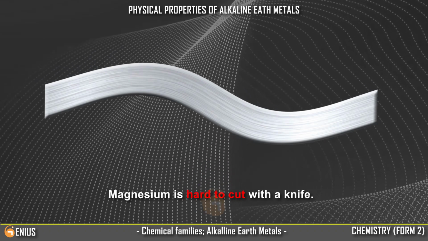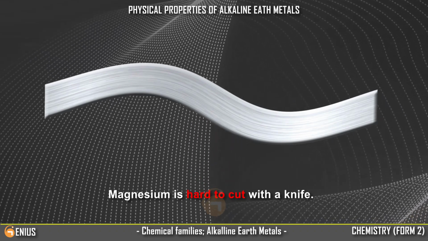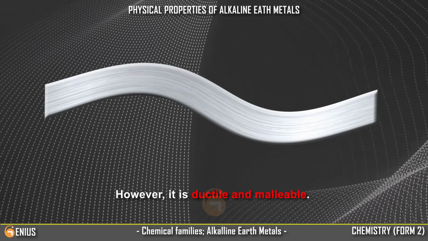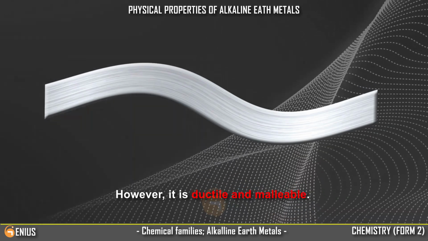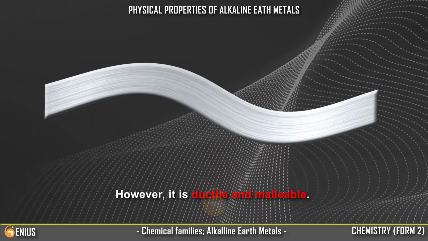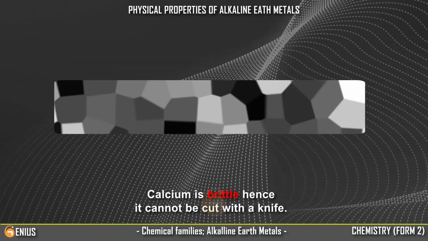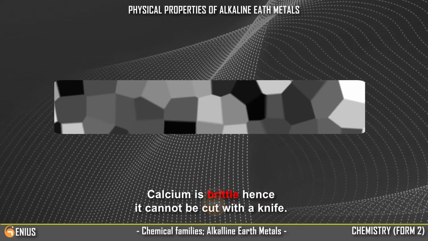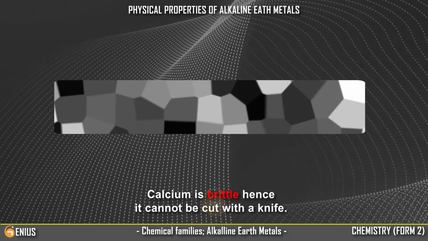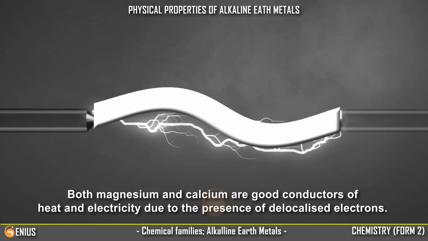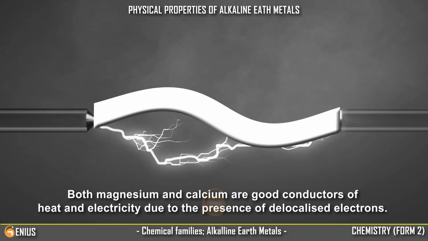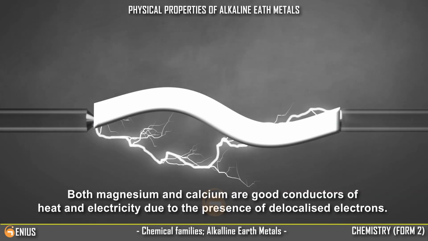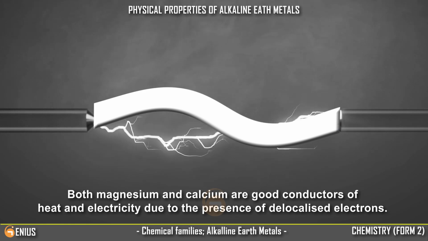Magnesium is hard to cut with a knife. However, it is ductile and malleable. Calcium is brittle, hence it cannot be cut with a knife. Both magnesium and calcium are good conductors of heat and electricity due to the presence of delocalized electrons.